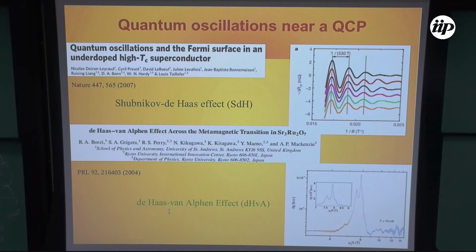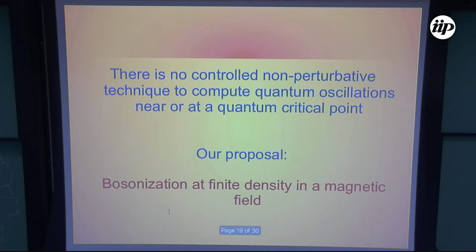Well, this is the problem. How can I build that black box? The point is that, to the best of my knowledge, there are no controlled non-perturbative techniques to compute quantum oscillations at a quantum critical point, or very near. So our proposal is to use bosonization, but you need to plug a magnetic field into this technique.